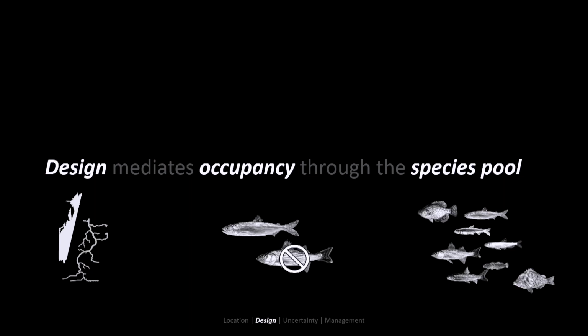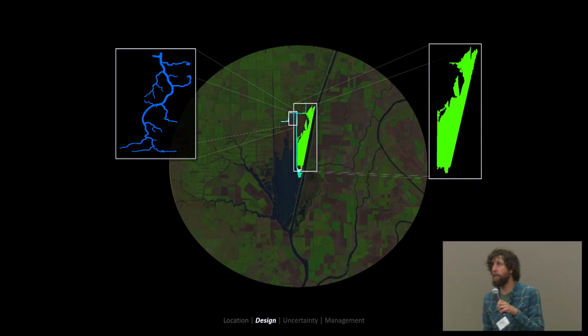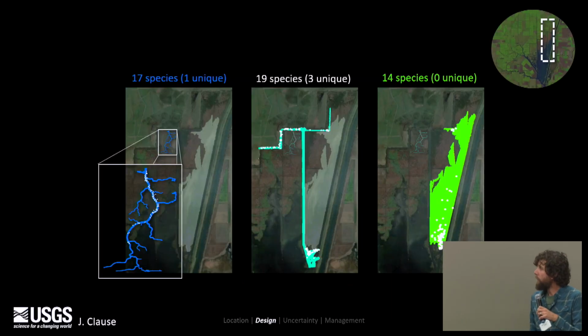Design can be very effective at just mediating the species pool. Just by changing the shape of a habitat, you can adjust which species might be present. There was some work done looking at these adjacent habitats in the Cache Slough complex. There's the Liberty Island Conservation Bank on your left in the blue, the highly reticulate dendritic channel. And then Little Holland Tract, which is a passively restored flooded polder, there in green on the right.